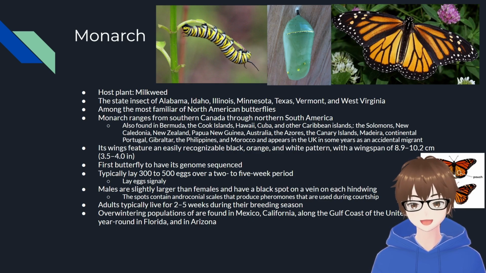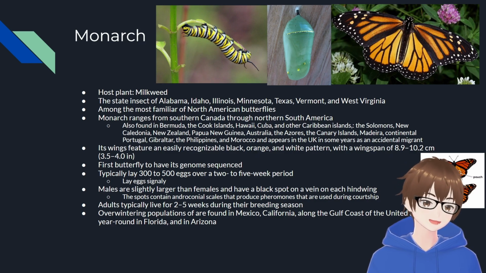So, since we talked about the monarch a little bit, we'll talk a little bit more about them. I have a picture here of a monarch caterpillar, chrysalis, and also an adult monarch butterfly. The host plant of a monarch is, of course, milkweed, and it's the state insect of Alabama, Idaho, Illinois, Minnesota, Texas, Vermont, and West Virginia, just to name a few.